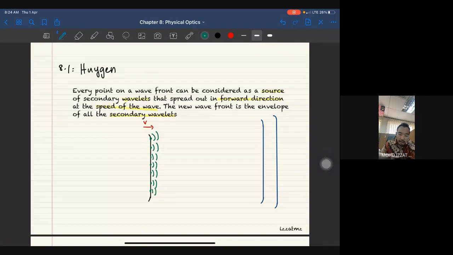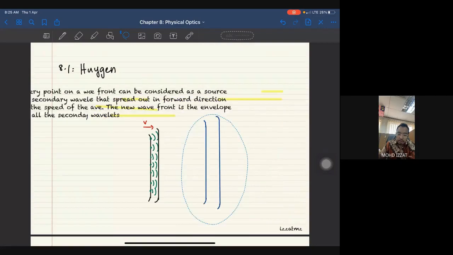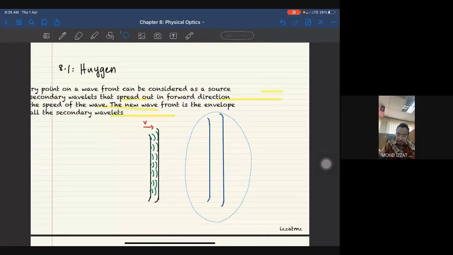Okay. And the new wavefront yang baru tu is actually tangential to the secondary wavelet. Dia cakap ini macam envelope of all the secondary wavelet, tapi basically dia adalah tangential to the secondary wavelet ni lah, something like this. Tapi remember dekat hujung dia ada macam circular sedikit saja. And this process continues. Because it spreads out with the same velocity, the new wavefront will have the same velocity as well as the original wavefront.